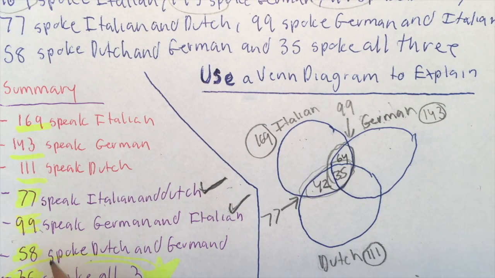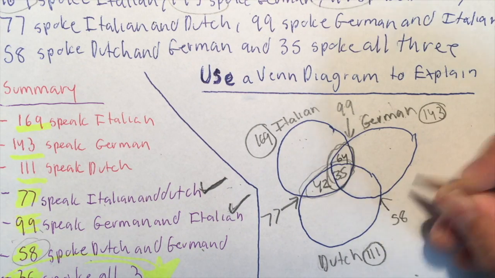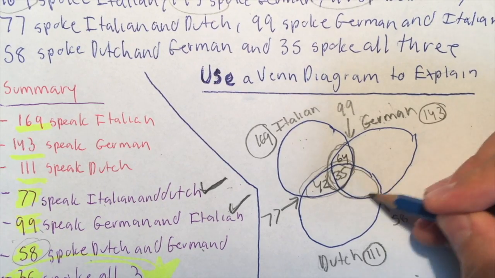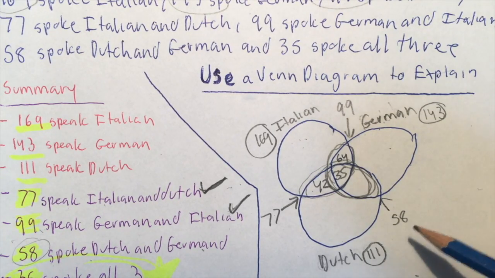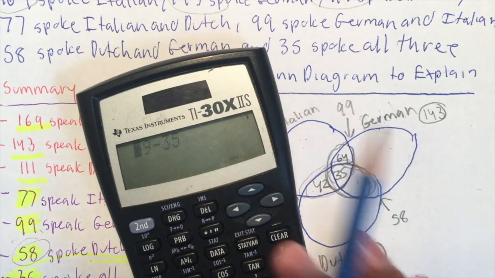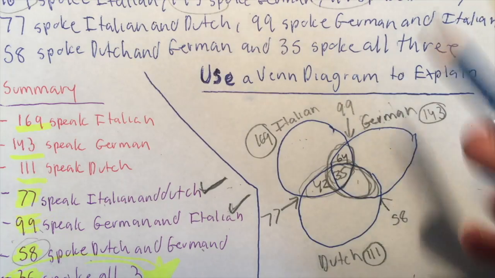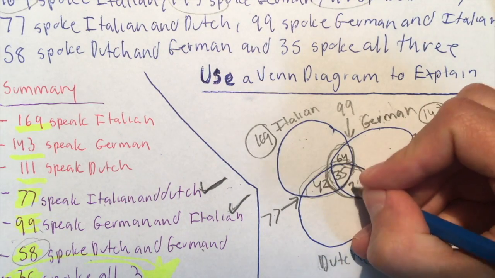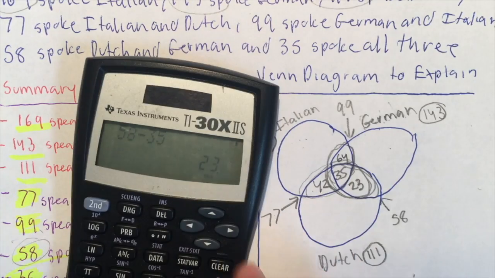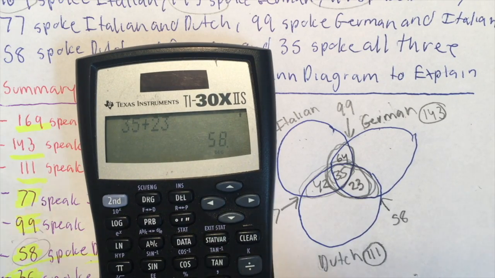Okay, now we have Dutch and German. We know that 58 spoke Dutch and German, so we'll put that there. We know that this part of the Venn diagram equals 58. How do we find that? We do 58 minus 35 equals 23. So then we put 23 in there, and just to recheck, we do 35 plus 23, and that equals 58.